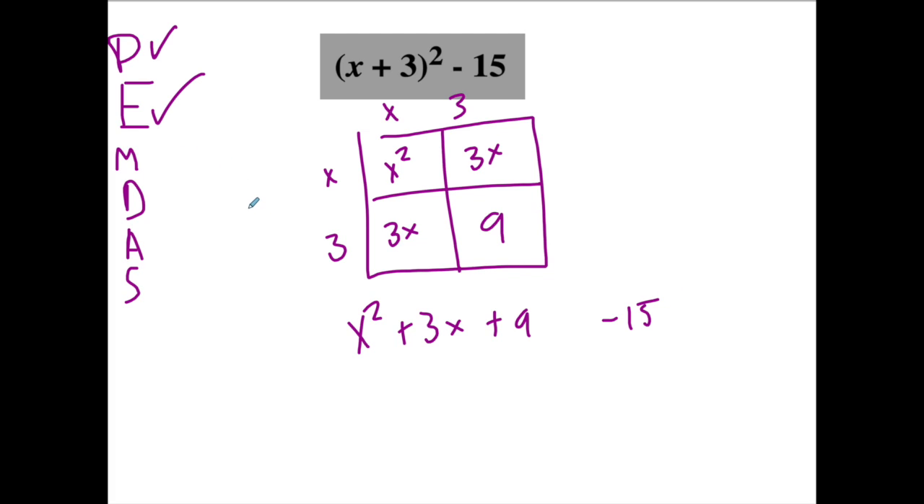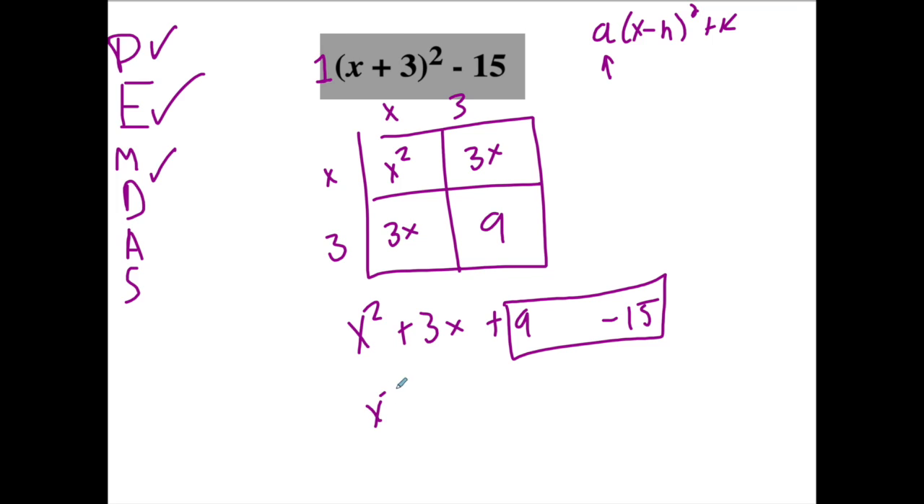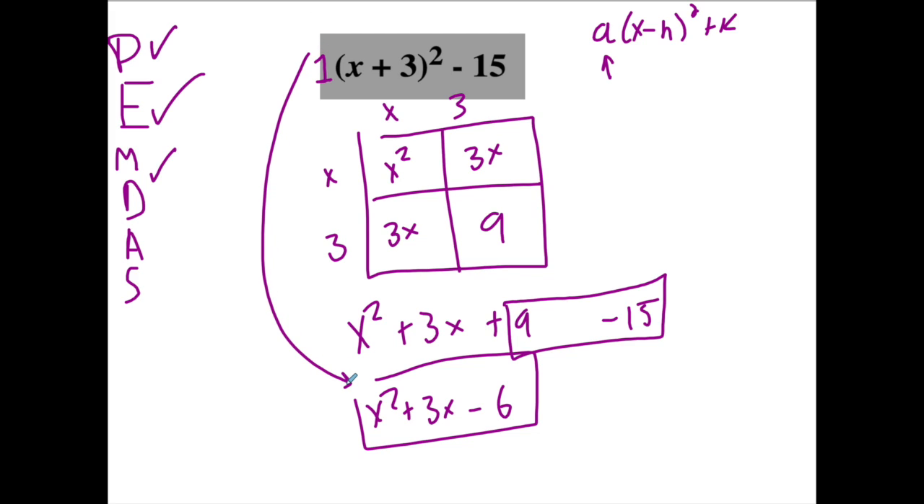Now, is there any multiplication to do? Technically, there is a 1 here, but 1 doesn't change the value of anything. Remember, this is what vertex form looks like in general, so you could have squaring, but you could also be multiplying by a as well. Here we won't have to worry about that. And the last thing we have to worry about is addition and subtraction. 9 minus 15 is negative 6. And there we go, vertex form right into standard form.